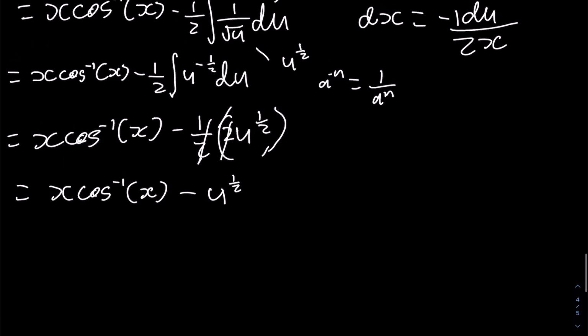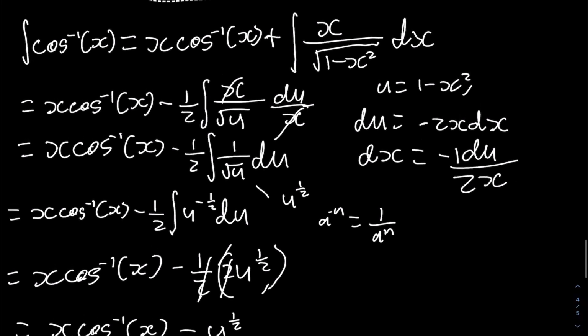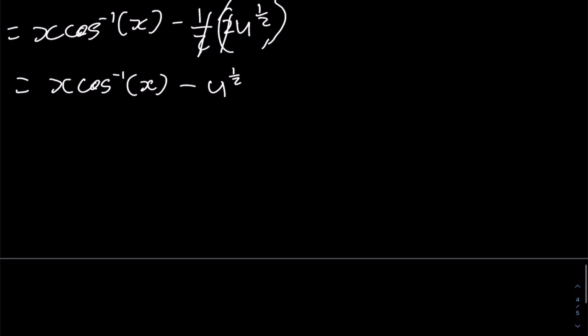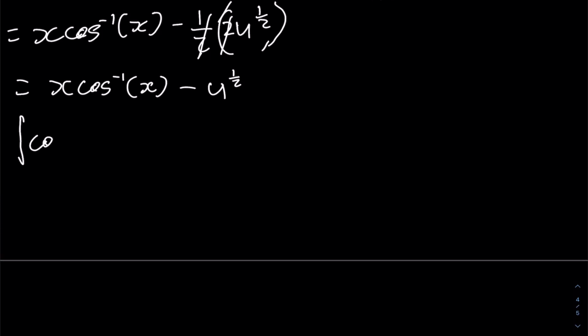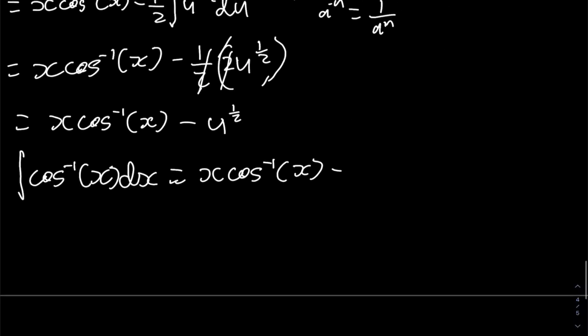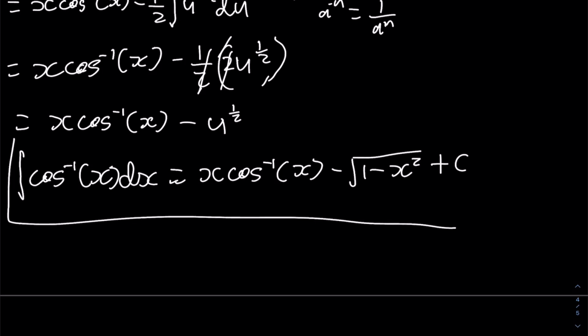Now all we need to do to get back into the x world is substitute what our u was. So we finally see that the integral of the inverse cosine of x dx is equal to x multiplied by the inverse cosine of x minus, and our u was 1 minus x squared, and the half power is the same thing as the square root, so we can take this as minus the square root of 1 minus x squared, and here we can put a plus c because we are done. So this is our answer to today's video.